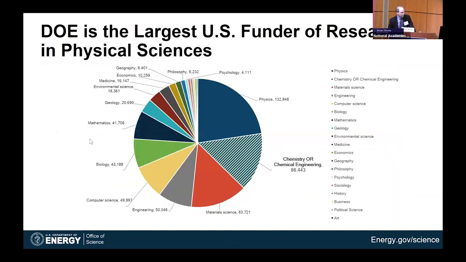In the DOE, if you extract just the journal article piece, and think about the disciplines within those journal articles, because we are the largest U.S. funder of research in the physical sciences, it makes perfect sense that we have published many articles in physics and chemistry or chemical engineering, very relevant to this workshop, but you see a host of other disciplines as well.